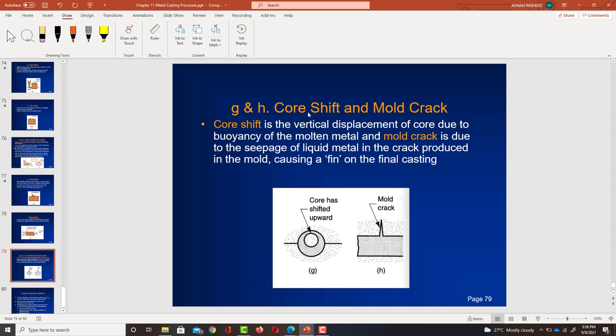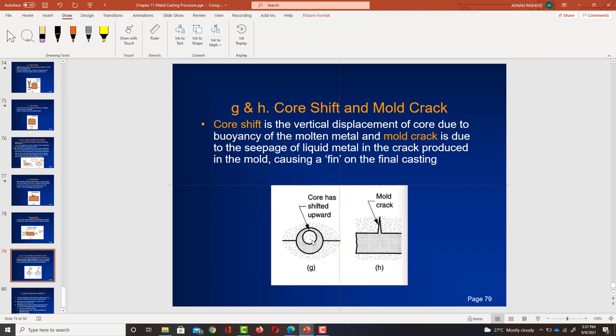एंड द लास्ट वन इज कोर शिफ्ट एंड मोल्ड क्रैक. सो अगर कोर शिफ्ट हो जाता है तो यू कैन सी दैट कोर यहाँ होना तो इसके सेंटर में चाहिए था, लेकिन ये शिफ्ट हो गया, तो अगर आप देखें तो यहाँ पे थिकनेस, यहाँ पे स्पेस ज़्यादा है, यहाँ पे कम है, सो ये एक डिफेक्टिव पार्ट हुआ, एंड दैट इज ड्यू टू कोर शिफ्ट. एंड मोल्ड क्रैक, दिस इज द सेम एज पेनिट्रेशन. ठीक है ना, तो अगर मोल्ड क्रैक हो जाता है तो मोल्टन मेटल उसमें भी जाके फिल करता है, तो आपके पास इस तरह के जो क्रैक्स होते हैं वो भी आपके पार्ट्स का एक हिस्सा बन जाते हैं.